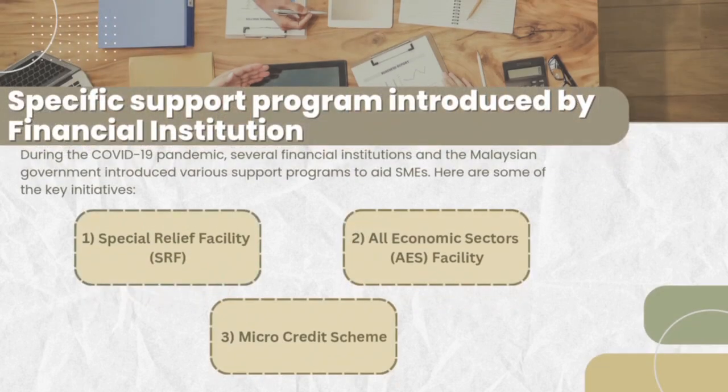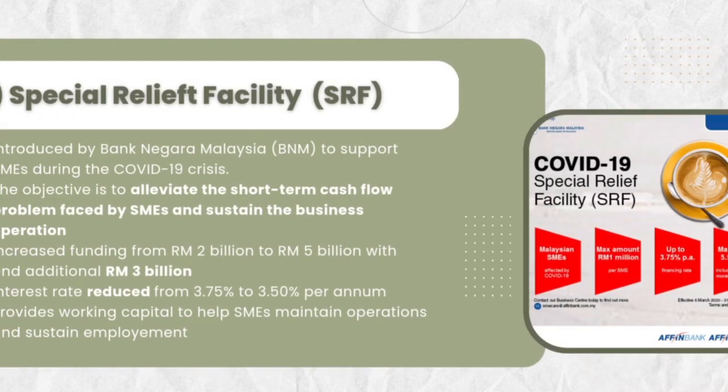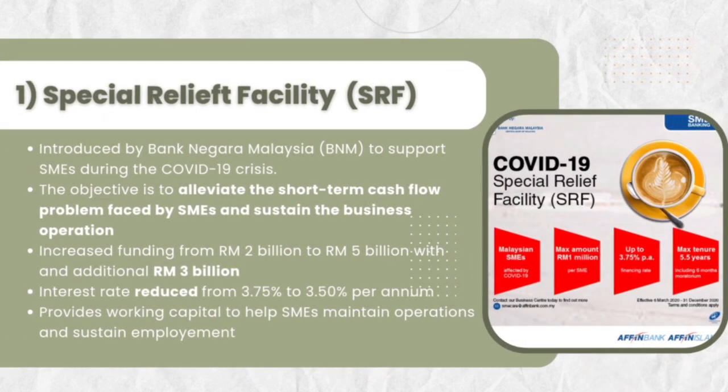Next, I will explain about specific support programs introduced by financial institutions. During the COVID-19 pandemic, several financial institutions and the Malaysian government introduced various support programs to aid SMEs. Here are some of the key initiatives. First, Special Relief Facility or SRF. Second, All Economic Sector AES Facilities. Third, Microcredit Scheme. First, I will explain about Special Relief Facility.